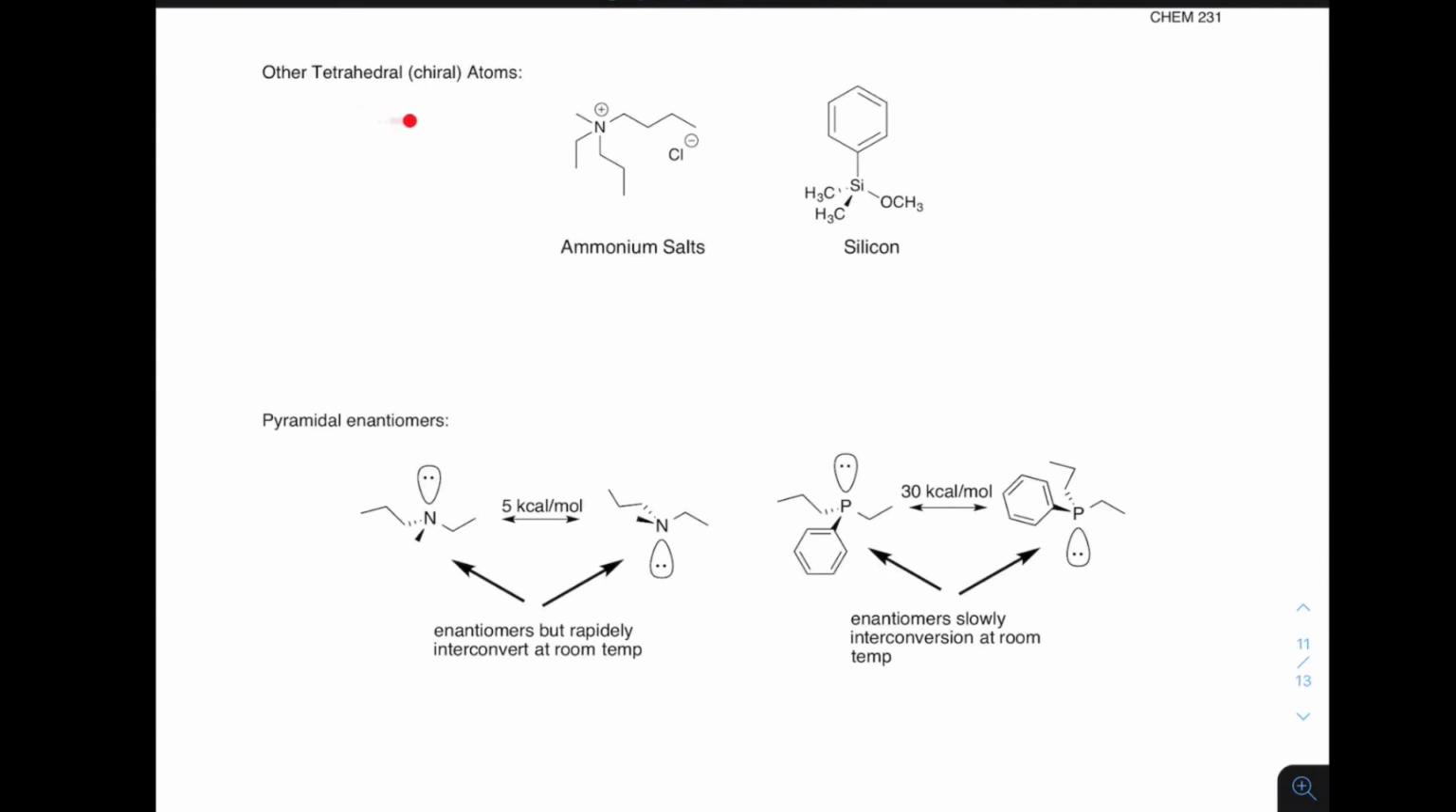But there are other tetrahedral atoms. Ammonium, nitrogen with 4 bonds, positive, is a chiral center. There are 4 different bonds at 4 different angles where we could get an enantiomer of this molecule. Same with silicon, the atom right below carbon, which has the same tetrahedral geometry. We could have a chiral center here.